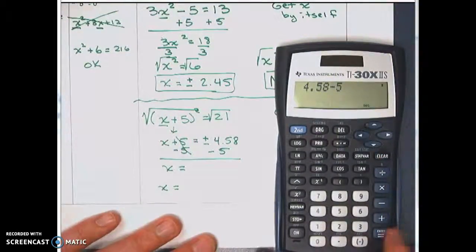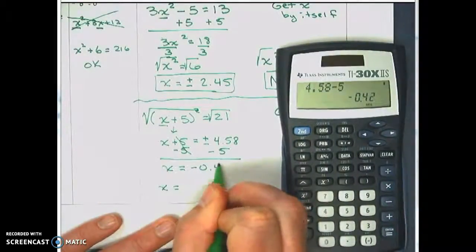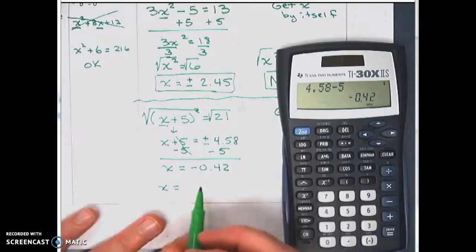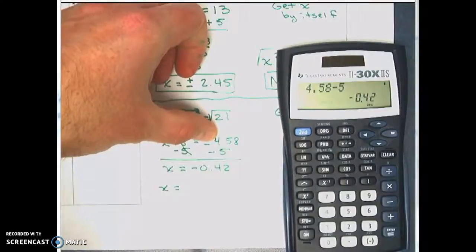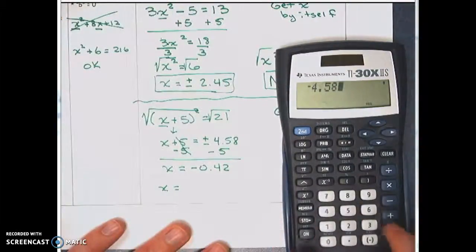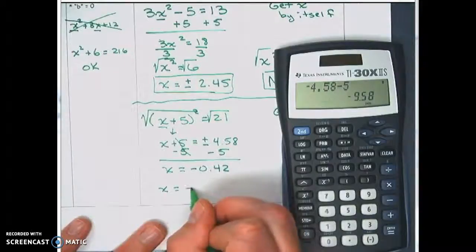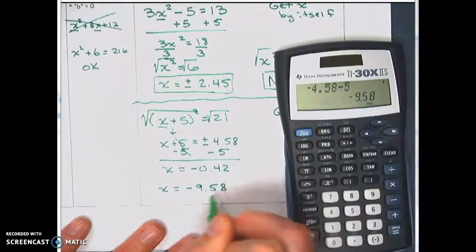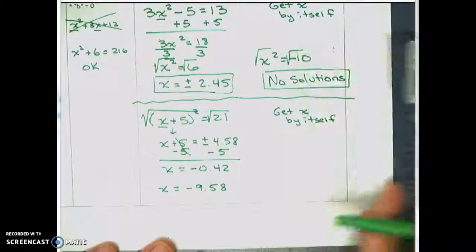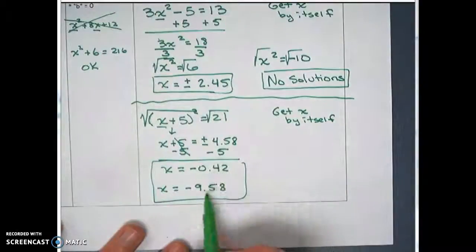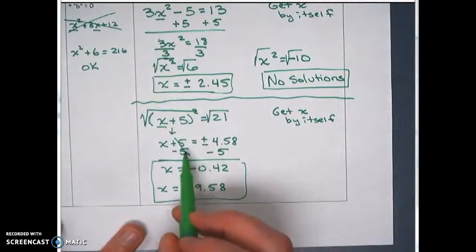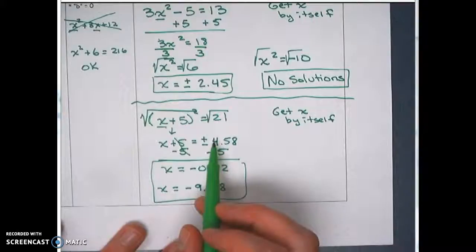Oops, I typed it in wrong. Syntax error just means you typed something in wrong. Just look at what you typed. 4.58 minus 5 would give me a negative 0.42, or negative 42 hundredths. And then if I type in the other version, instead of the positive 4.58, the negative version, negative 4.58 minus 5 gives me negative 9.58, or negative 9 and 58 hundredths. And so those would become our two solutions. So instead of writing it with plus or minus, we actually end up with two completely different numbers, because the plus or minus happened the step before this.